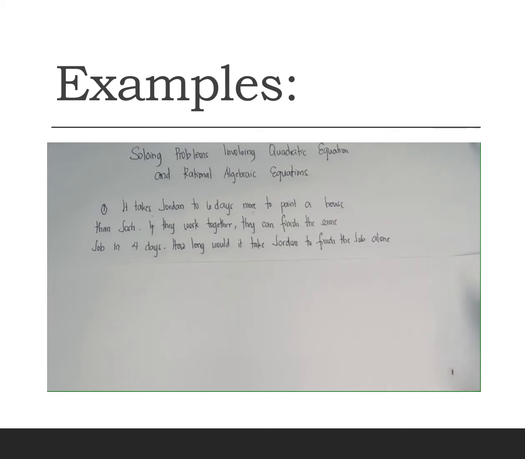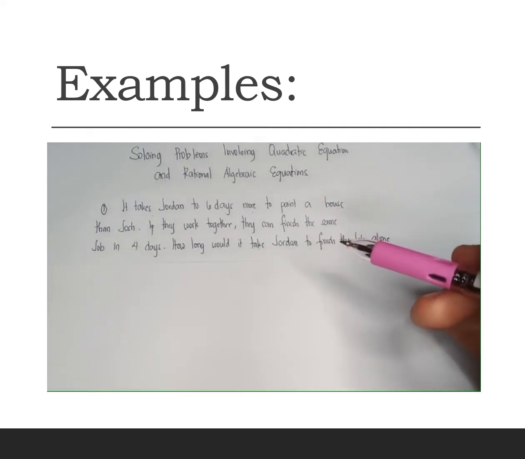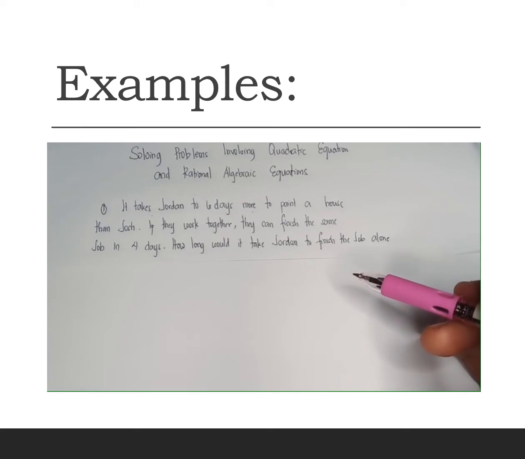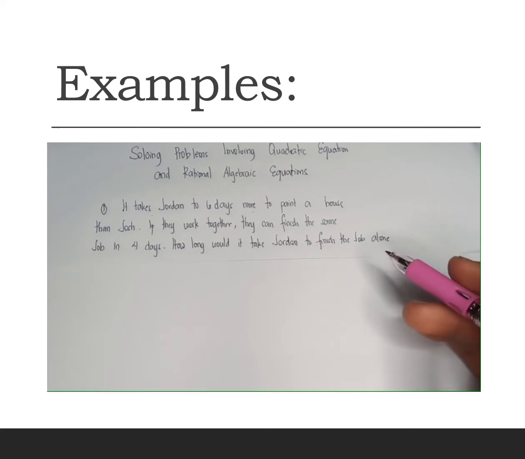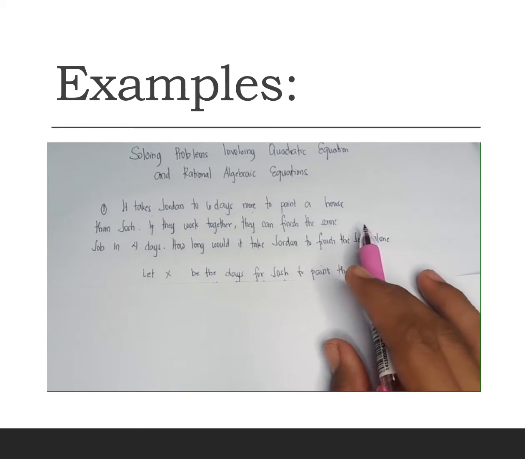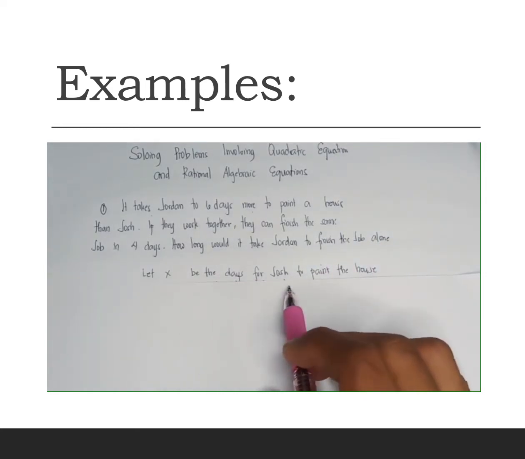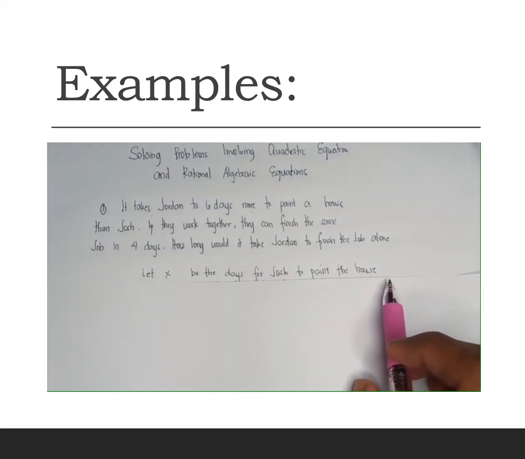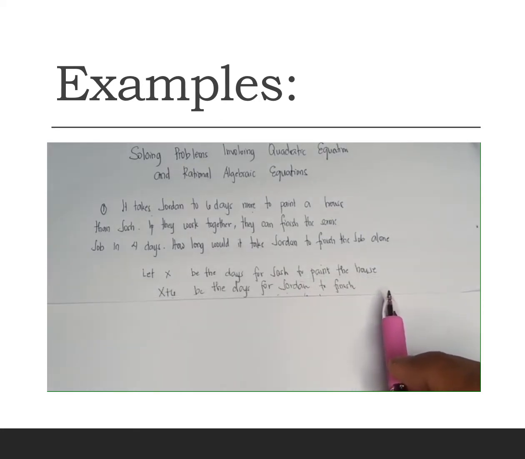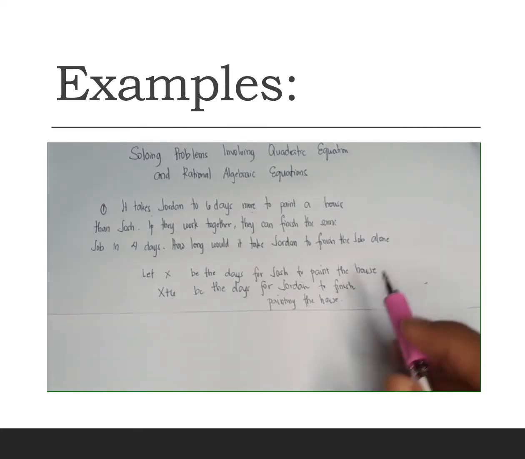In order to solve this problem, still, we must follow the steps in solving problems involving quadratic equations and rational algebraic equations. For step 1, we have the representation. Let x be the days for Josh to paint the house. And let x plus 6 be the days for Jordan to finish painting the house.